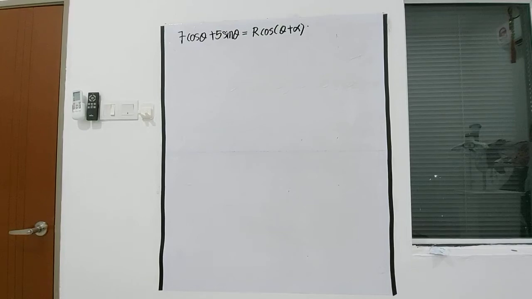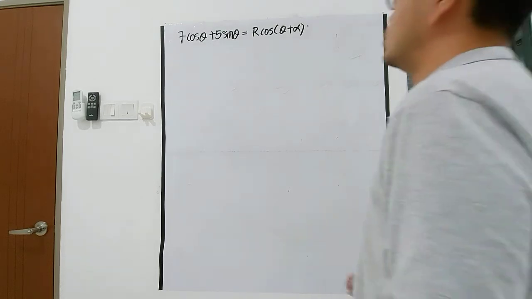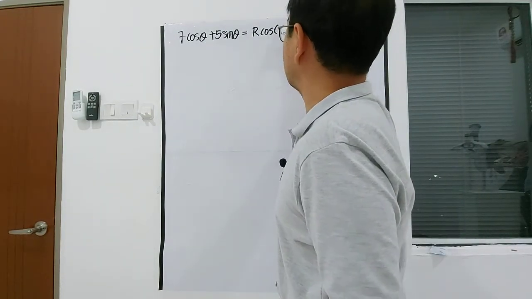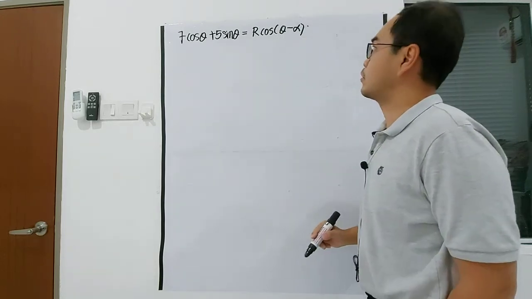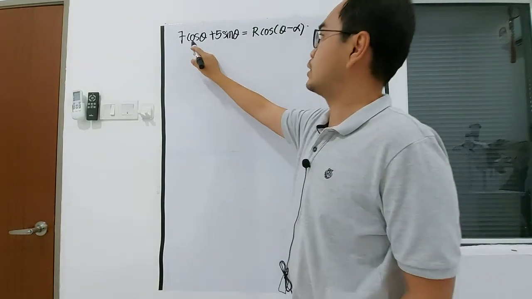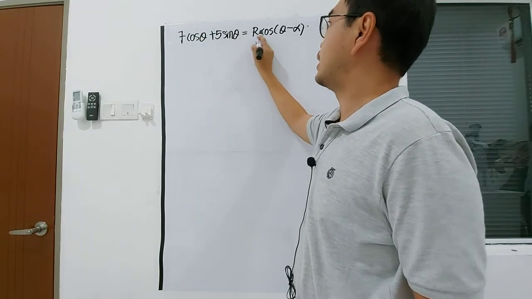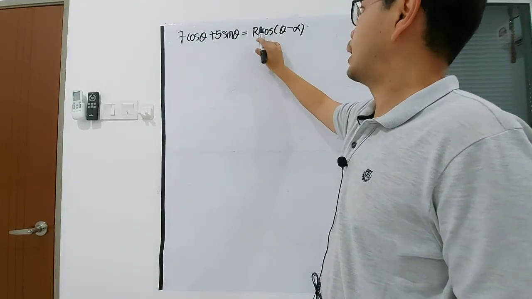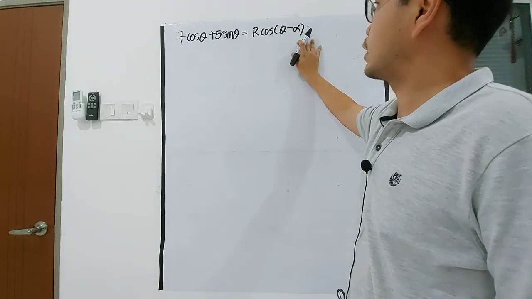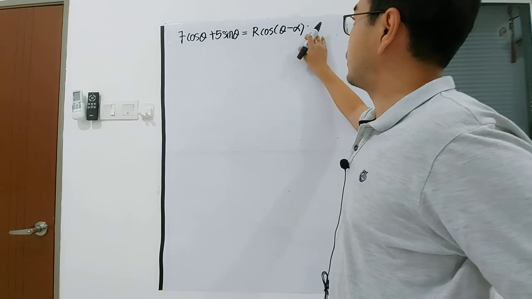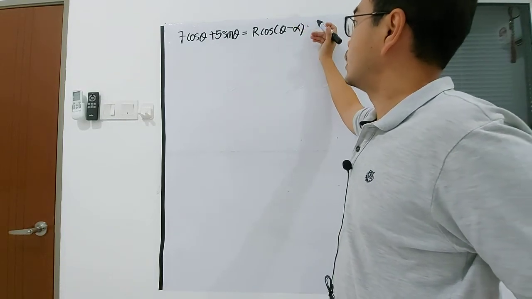Hi, this will be the example inside lecture notes. So the question is asking you to express this in the form of r cos(theta minus alpha), which is the addition of a cos theta plus b sin theta, in the form of a single trigonometric function, cos. So they already tell you the form.